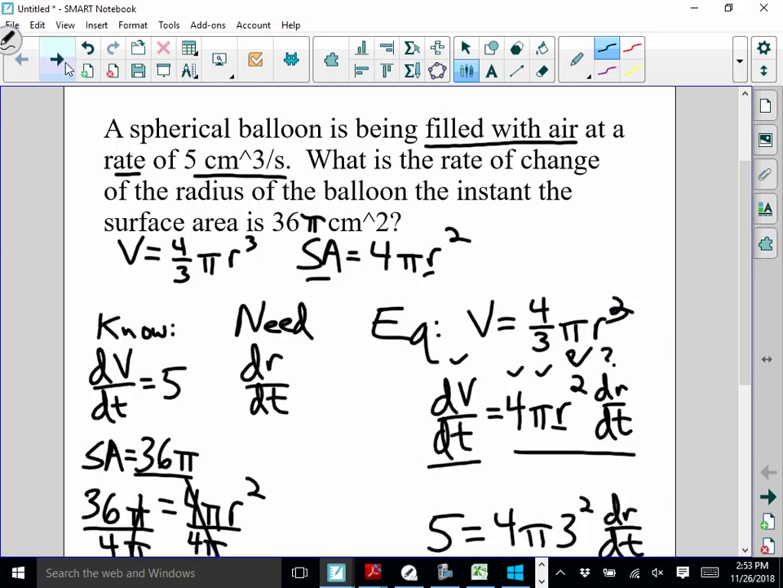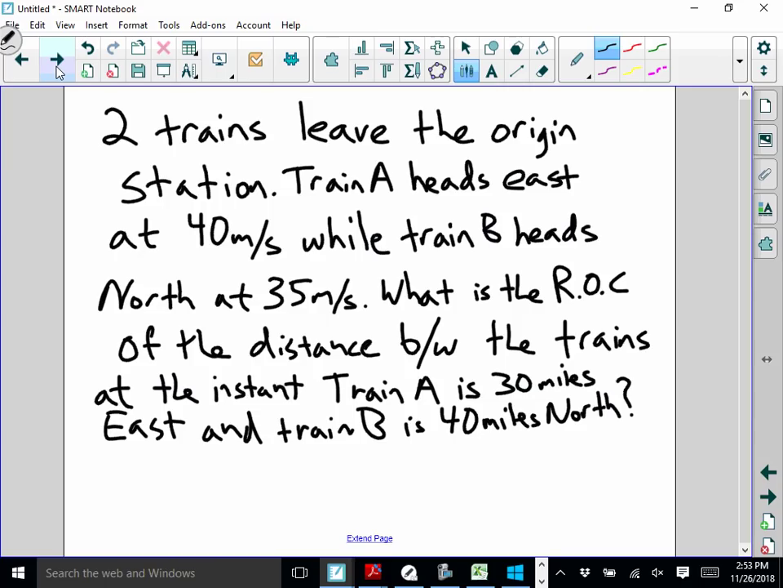Okay, here's our problem. Two trains leave the origin station. Or as I like to say, two trains. Sorry, that was kind of cheesy. Okay, so we got two trains here leaving the origin station. Train A heads east at 40 meters per second, while train B heads north at 35 meters per second. What is the rate of change of the distance between the trains the instant train A is 30 miles east and train B is 40 miles north? I should say of the origin station.